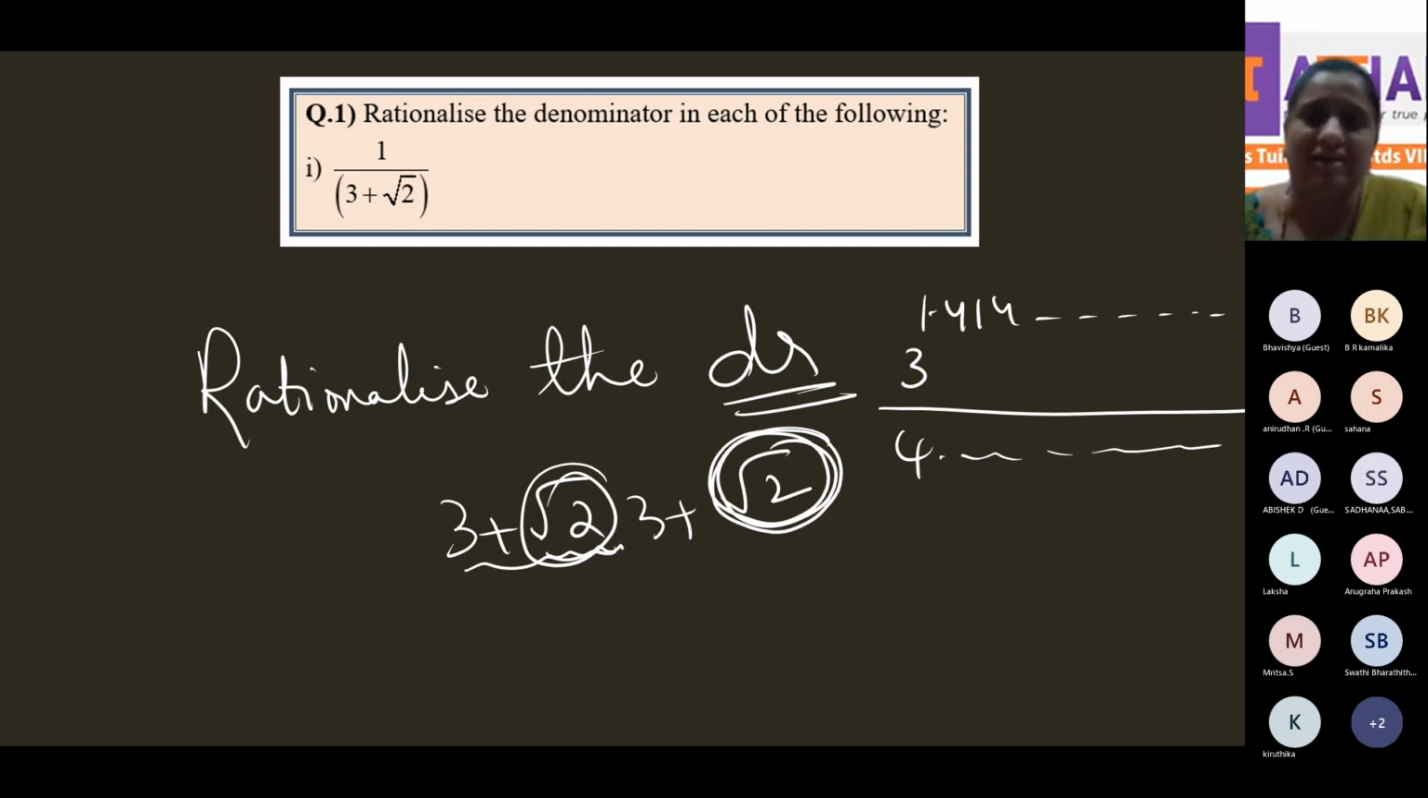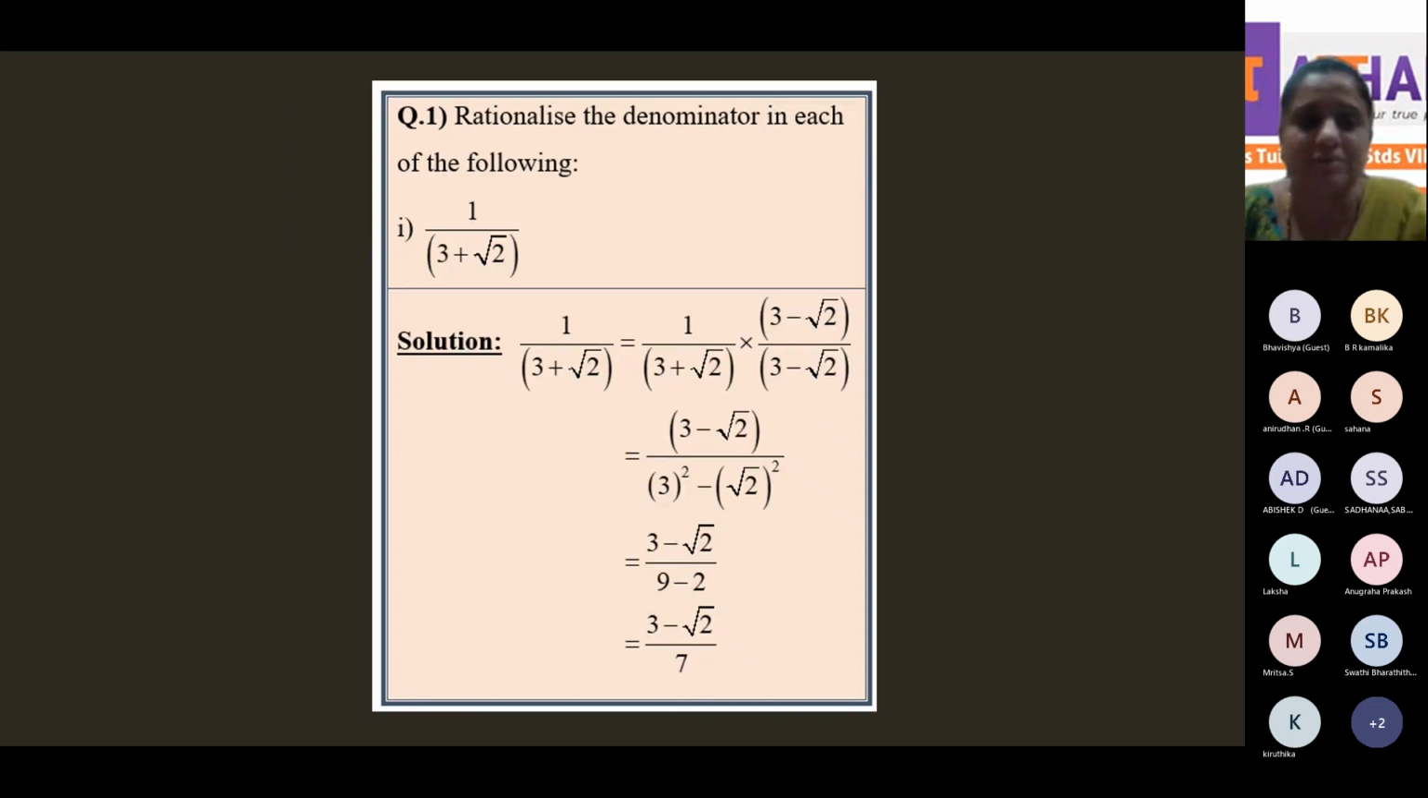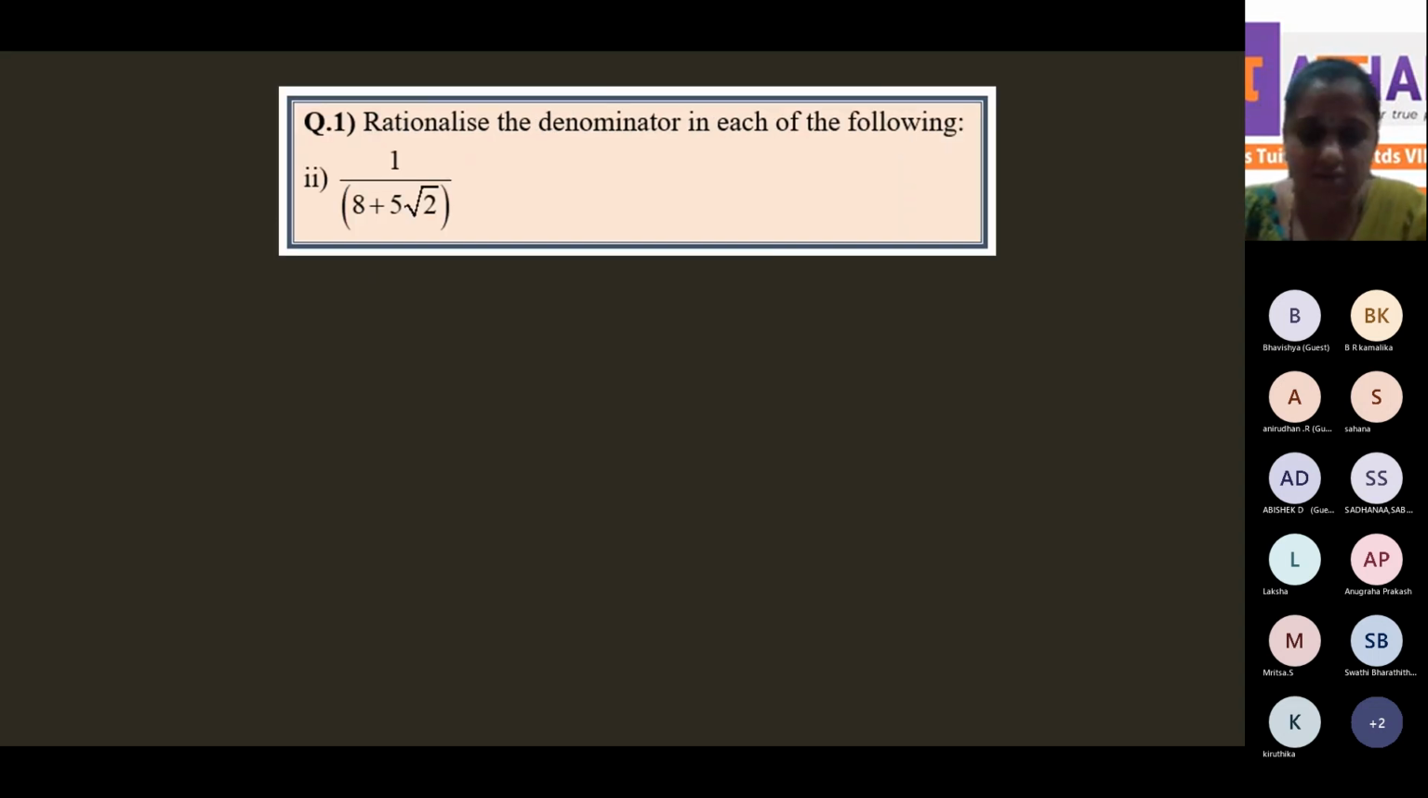Now the heading is to rationalize the denominator. That means in this expression, the denominator is irrational. You'll have to make the denominator rational. That's all it is. Very, very simple procedure. What you have to do is, see, I'm going to teach you only one sum. I think 4 others will be a test.